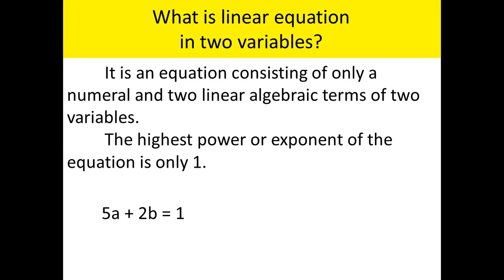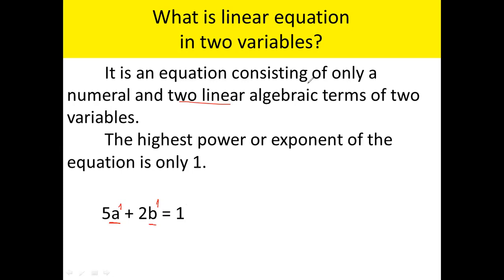Panda, is it yes or no? 5a plus 2b equals 1. Is this a linear equation in two variables? Yes or no? Panda? Yes. All right, correct. That would be a yes. Take note, it qualifies with the definition. Two linear algebraic terms. We have here the variables a and b. And of course, the highest power there is 1. We can write 1 as the power or not. It is just okay.